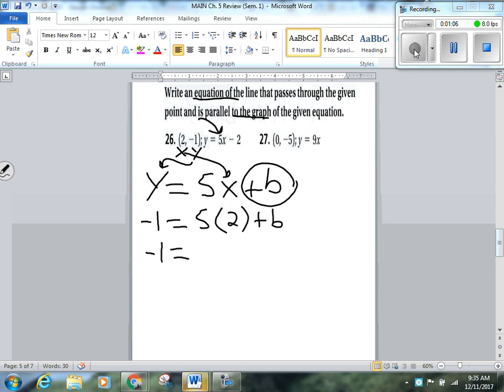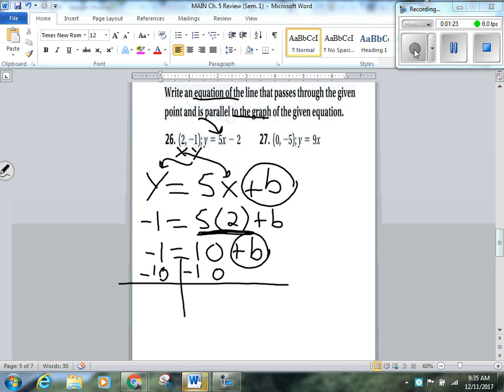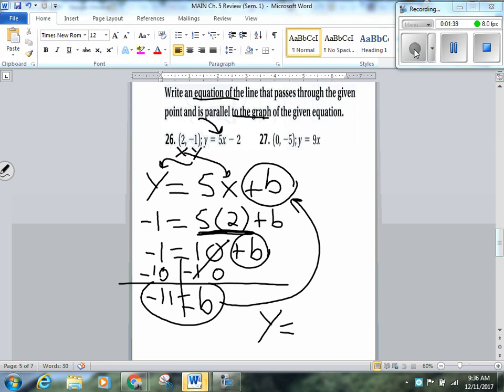So bring down the -1. A number next to parentheses means multiply. That equals 10 plus b. Again, I want to get the b by itself. Draw my wall, and then you subtract 10 from both sides. -1 minus 10 is -11. Those guys cancel out. B equals -11, and I substitute that into that problem. So my final answer is y equals 5x minus 11.